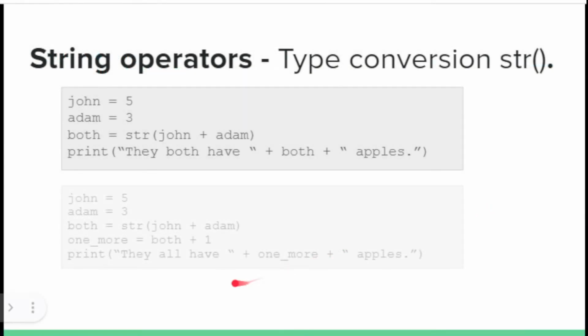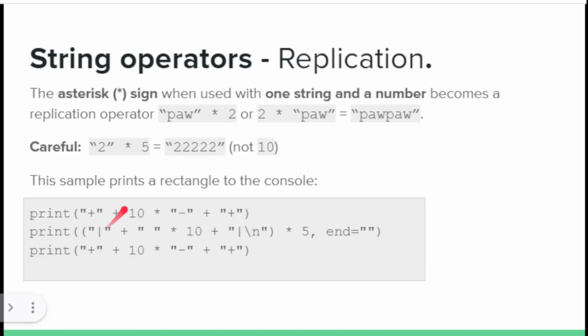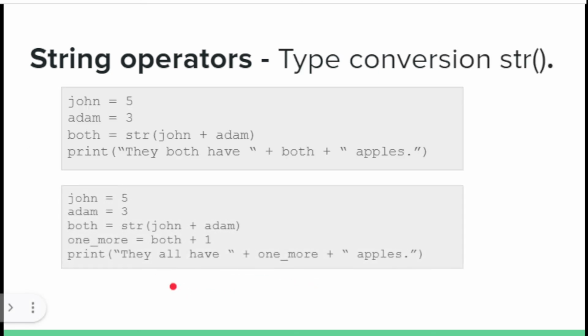So there is a little exercise you could play with in replication actually. So yeah, you could play with this. What it does is print a rectangle to the console. Please play with that, see what it does. All right, so I think that is that for now.